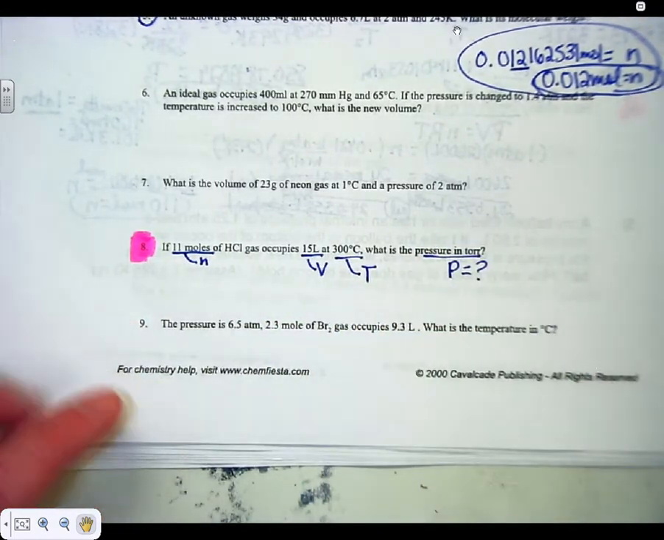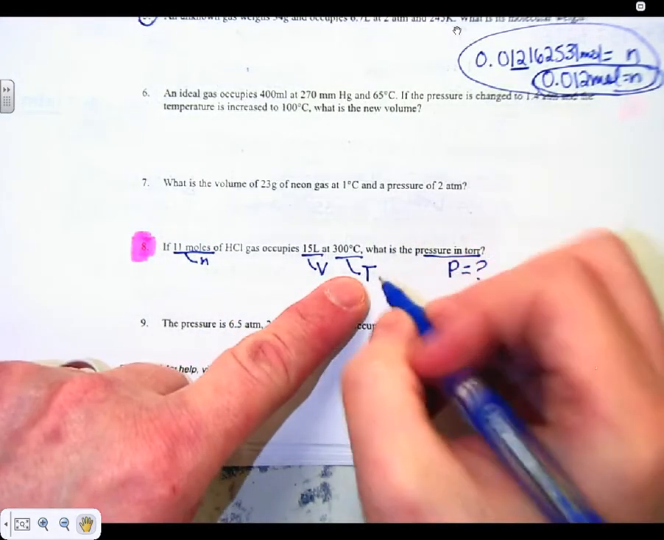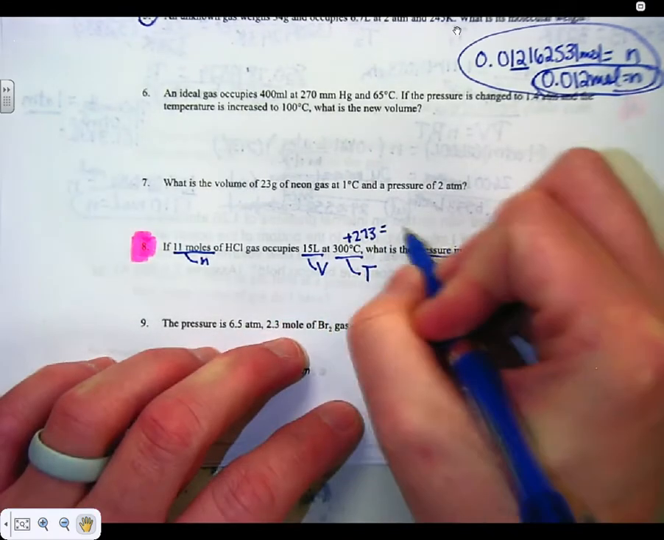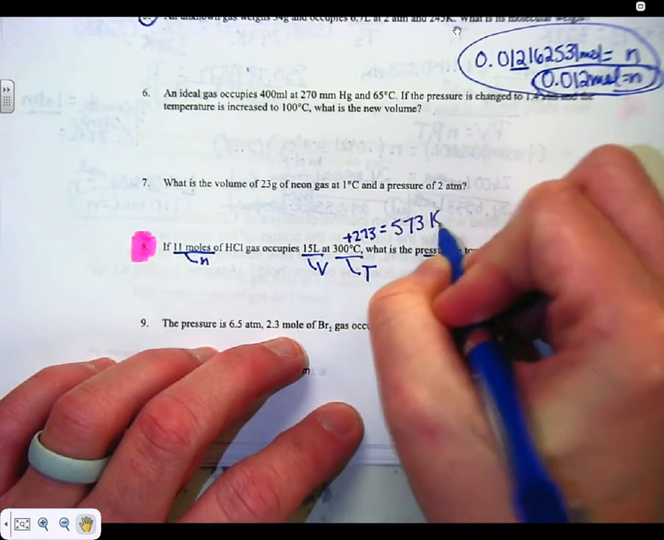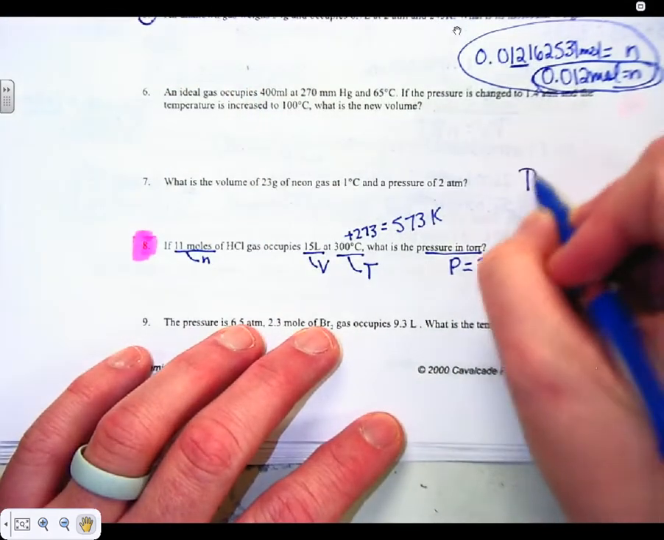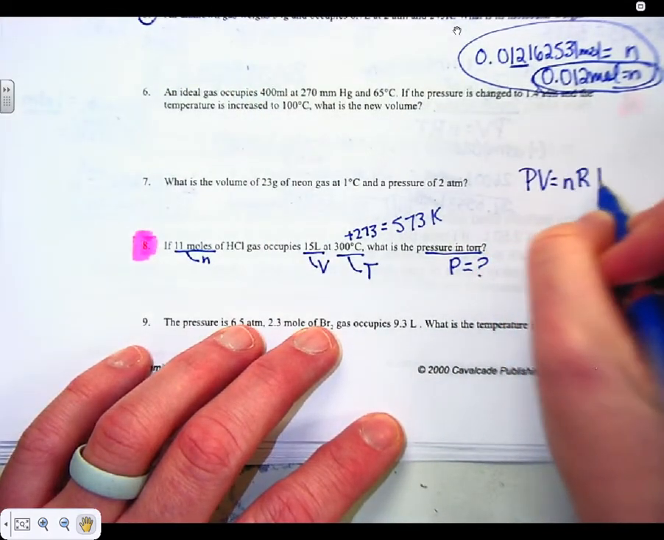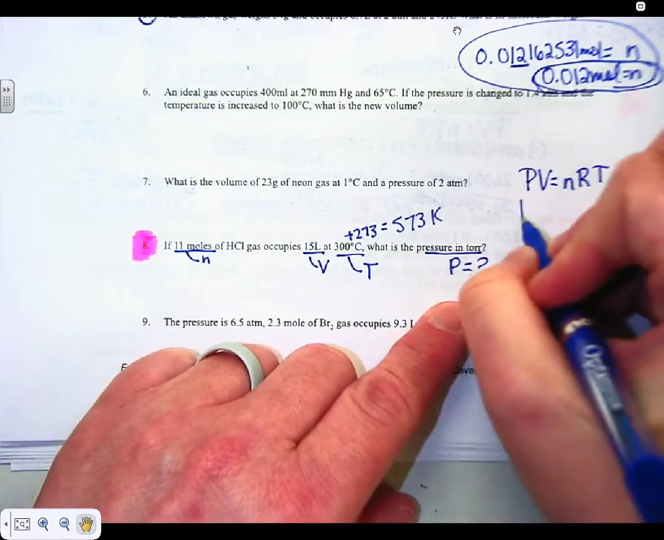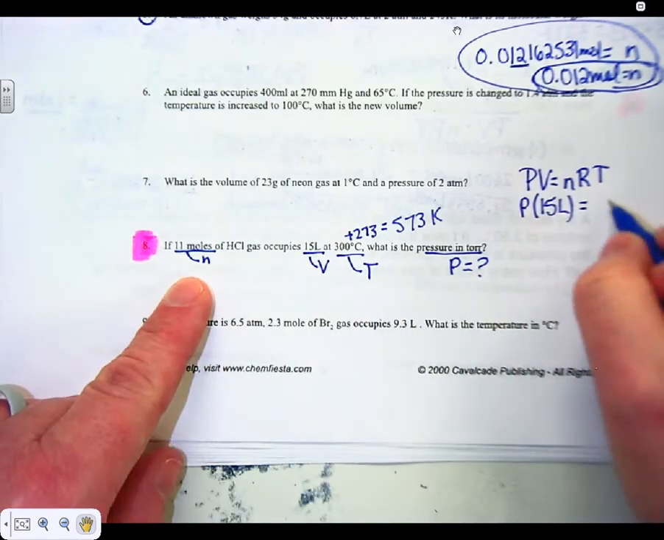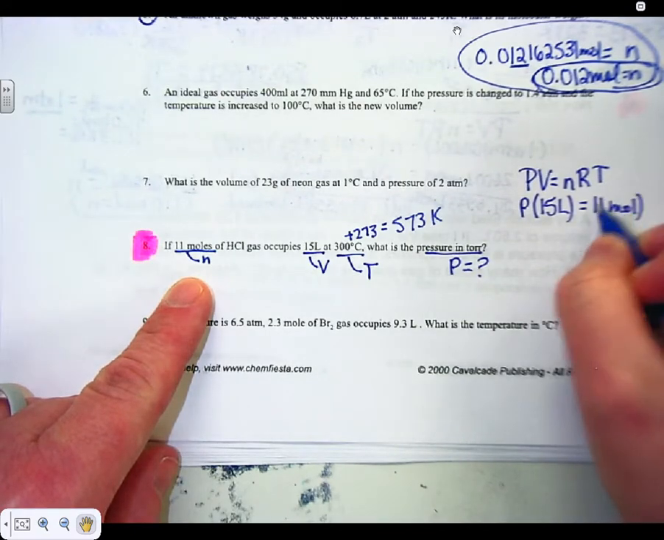Okay, now our T is going to have to be converted to Kelvin, so we're going to add 273 to that. So 300 plus 273 is going to be 573 K. And I'm just going to do it up here because I'm not doing these other two problems. PV equals nRT. Our P is what we don't know. Our V is 15 liters. Our n is 11 moles.